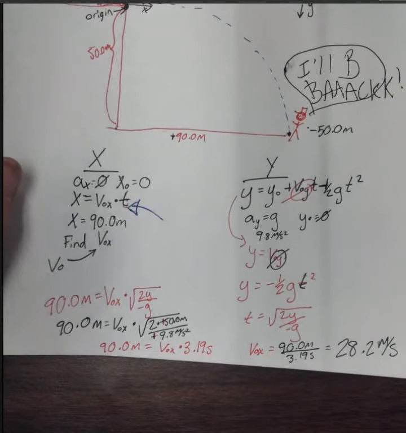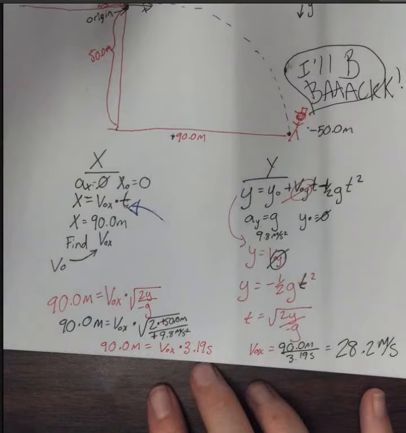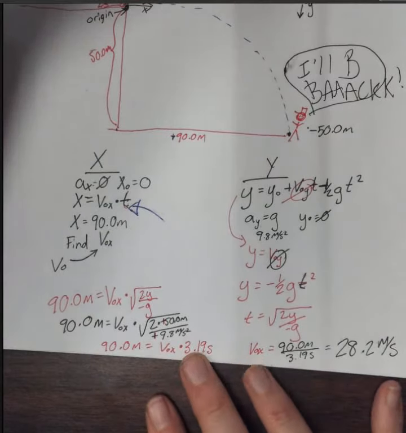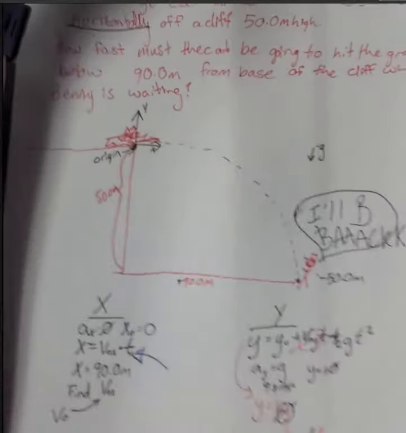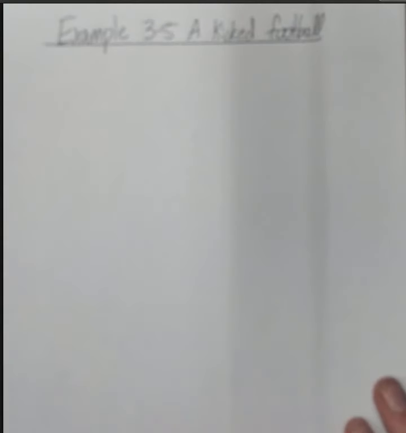Sorry, bro. So now we have taken a look at one example of using the problem-solving system to answer a particular question. There's so many different questions that we could ask about projectile motion. So let's take a look at another one. A kicked football. This is example 3.5. Alright, so example 3.5 says that a football is kicked at an angle of 37 degrees with an initial velocity of 20 meters per second.